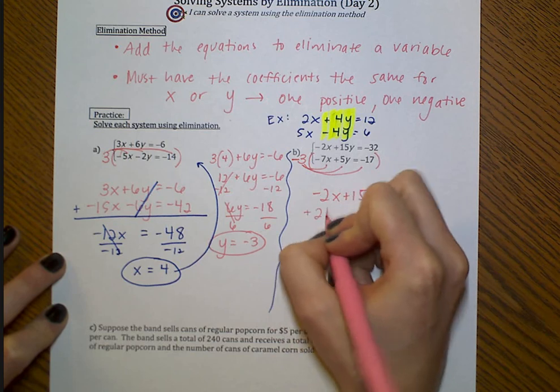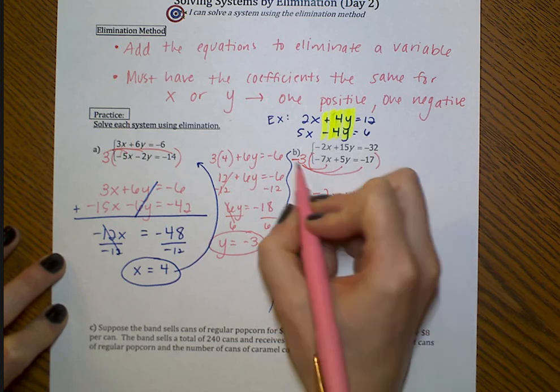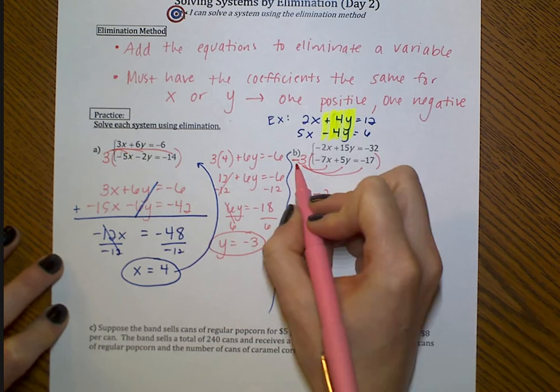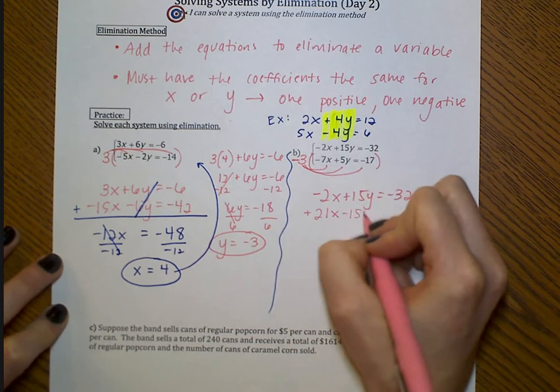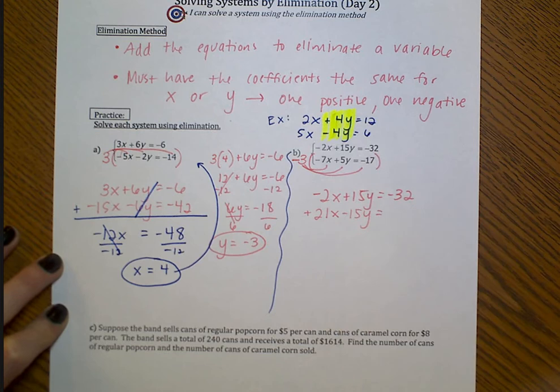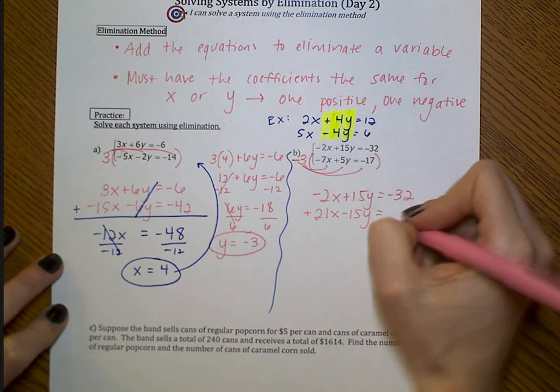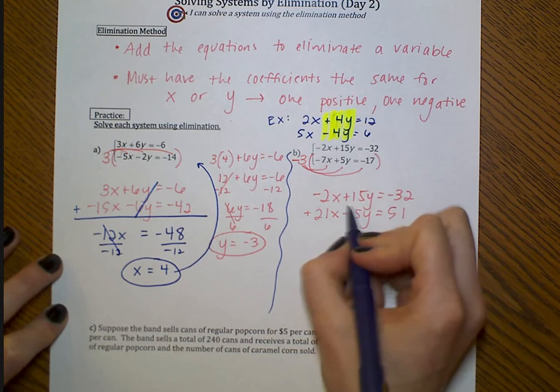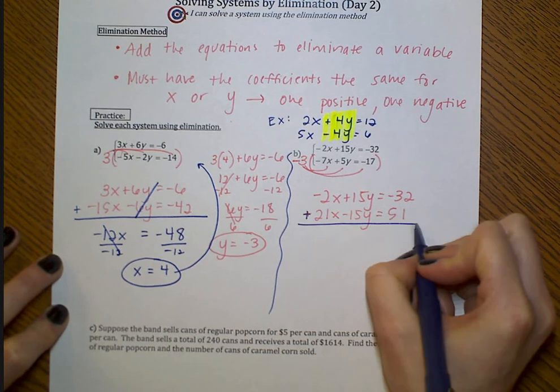positive 21x. Check your signs. Negative times negative, positive. Negative 3 times positive 5 is negative 15y. And then negative 3 times negative 17 is positive 51. So be really careful with your signs. Now I'm ready to add them together.